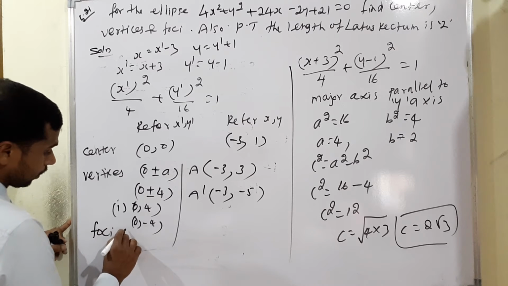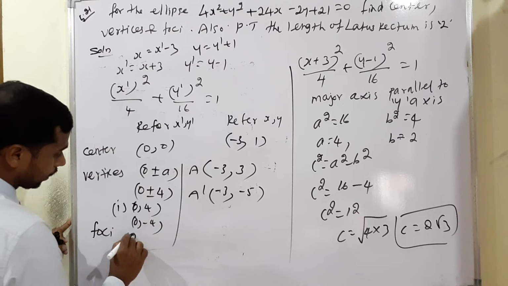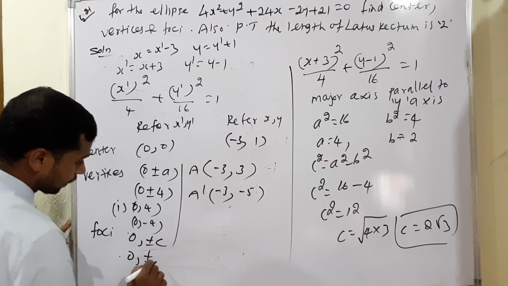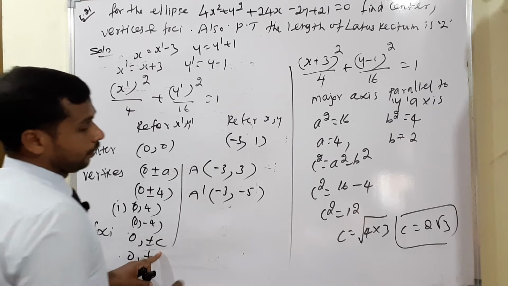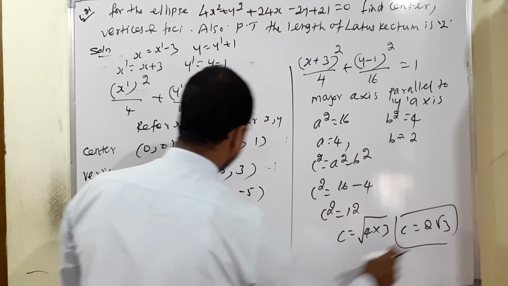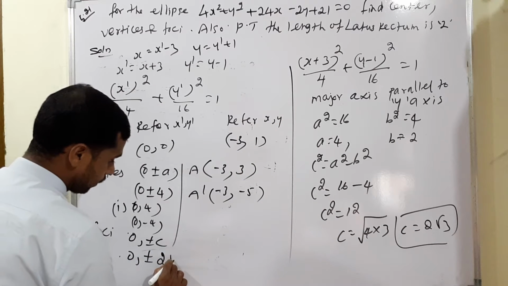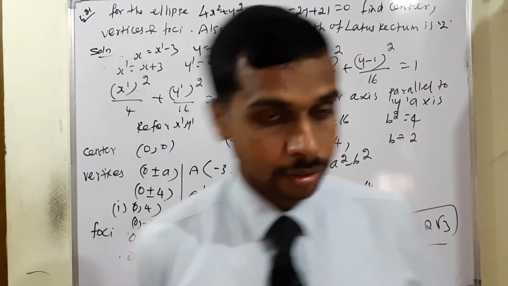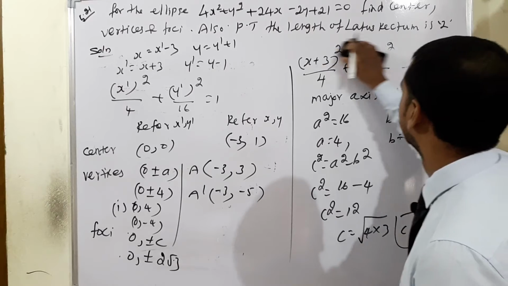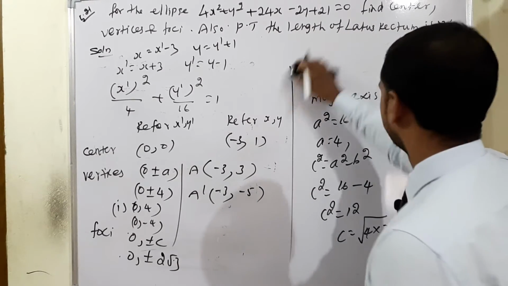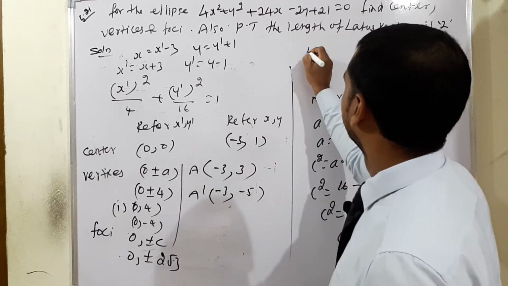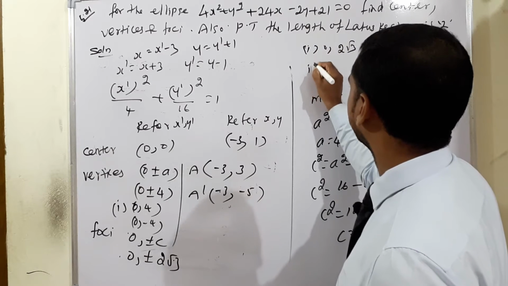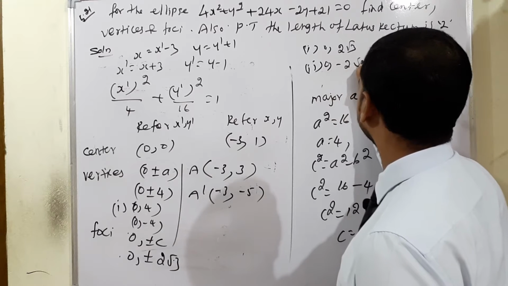The foci means 0 comma plus or minus c, or ae. Already we have written c. C is equal to what is the value? 2 root 3. So plus or minus 2 root 3. So the first condition is 0 comma positive 2 root 3. The second condition is 0 comma minus 2 root 3.